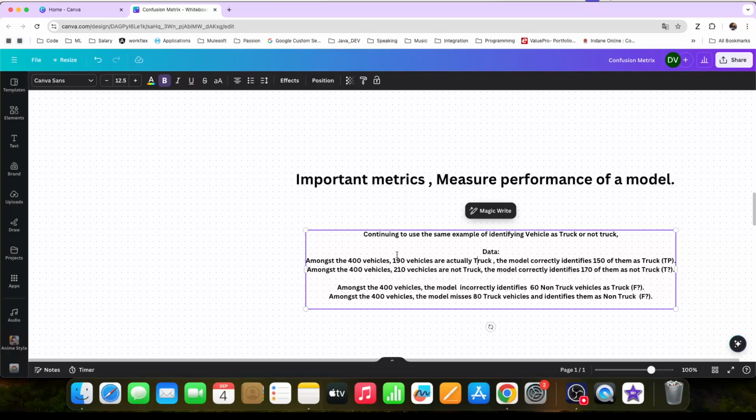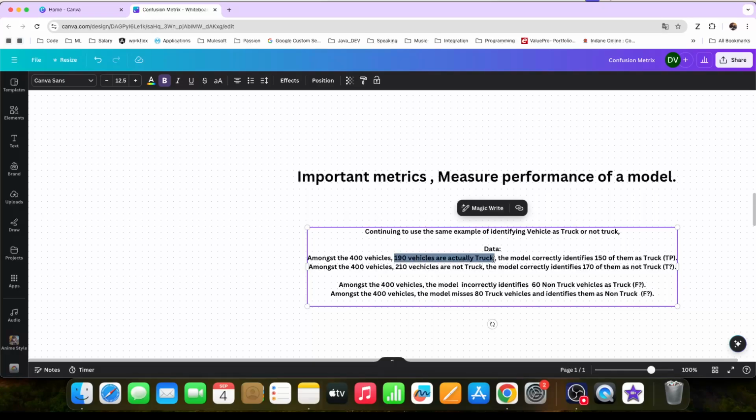For example, your data set has 400 vehicle images. For this example, I'm not taking 10,000 or 20k or 30k images. For this manual confusion matrix which you will be creating along with me, I'm just taking a full data set of 400 vehicle images. Out of those 400 vehicle images, 190 vehicles are actually trucks. So 190 are actually positive, which means they are actually trucks.